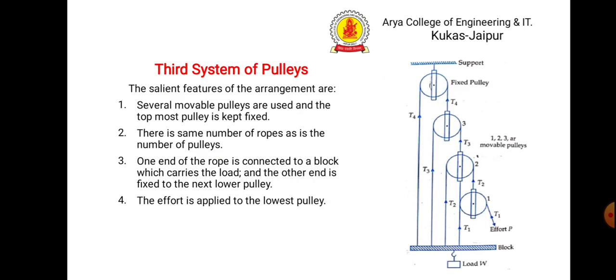In this, there are several movable pulleys. Here the pulleys are movable, and the topmost pulley is kept fixed. So there is the same number of ropes as the number of pulleys. So here number of pulleys are 4, 3 movable, 1 is fixed, and the number of ropes are also 4: 1, 2, 3, 4. The tensions are T1, T2, T3, T4. One end of the rope is connected to a block which carries the load and the other end is fixed to the next lower pulley. The effort is applied to the lowest pulley.